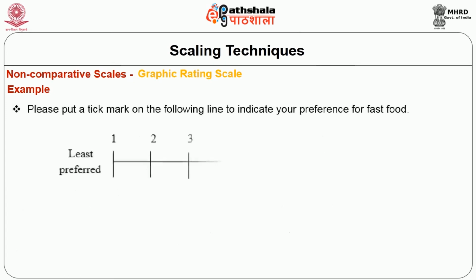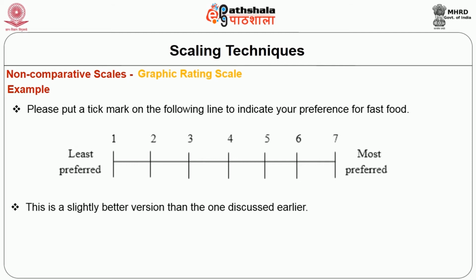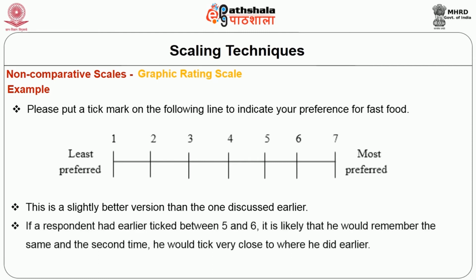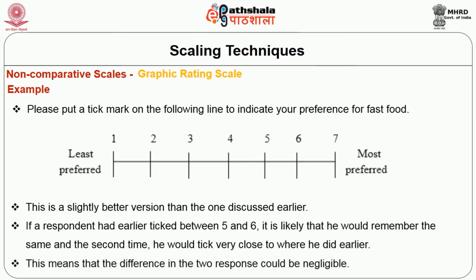Another version of the graphic scale could be the following. For example, please put a tick mark on the following line to indicate your preference for fast food, where the values are mentioned. This is a slightly better version than the one discussed earlier. For example, if a respondent had earlier ticked between 5 and 6, it is likely that he would remember the same, and the second time he would tick very close to where he did earlier. This means the difference in the two responses could be negligible.